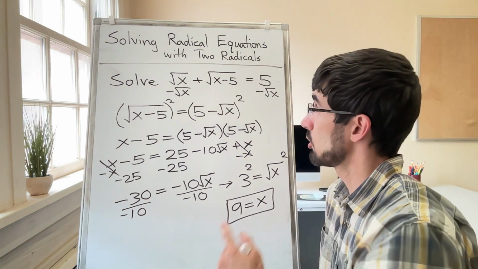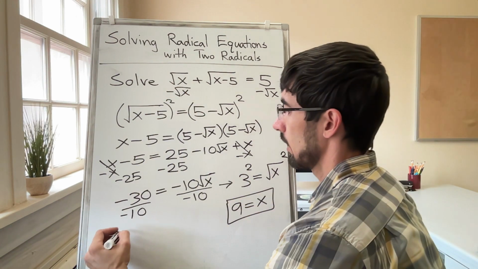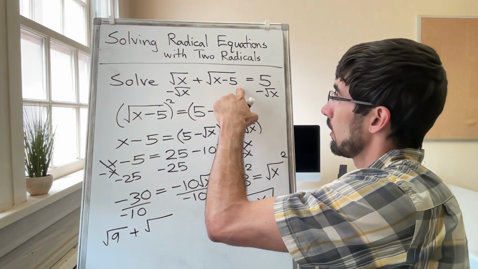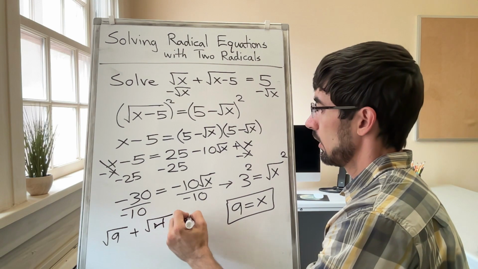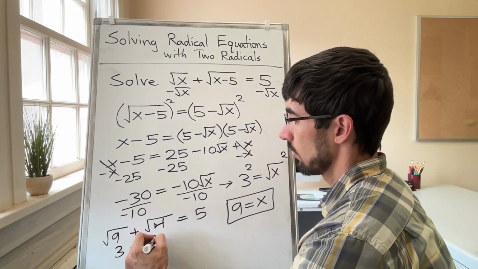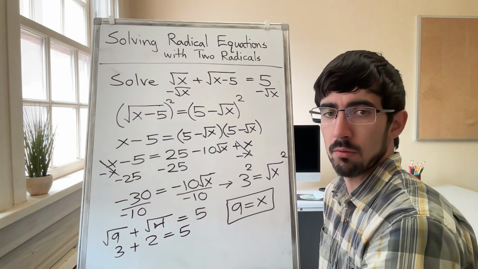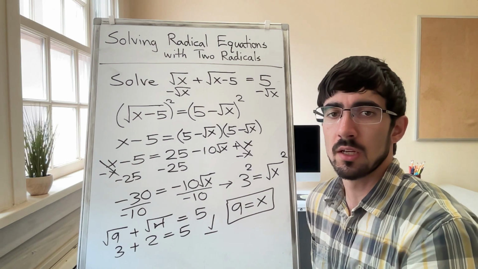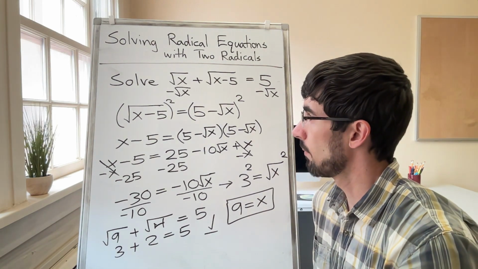Of course, we would want to check that by plugging it back in up here. So square root of 9 plus the square root of 9 minus 5, that's 4, equals 5. Is that true? Well, the square root of 9 is 3, square root of 4 is 2, and 3 plus 2 equals 5. So that checks out. That means we can accept this solution, x equals 9.